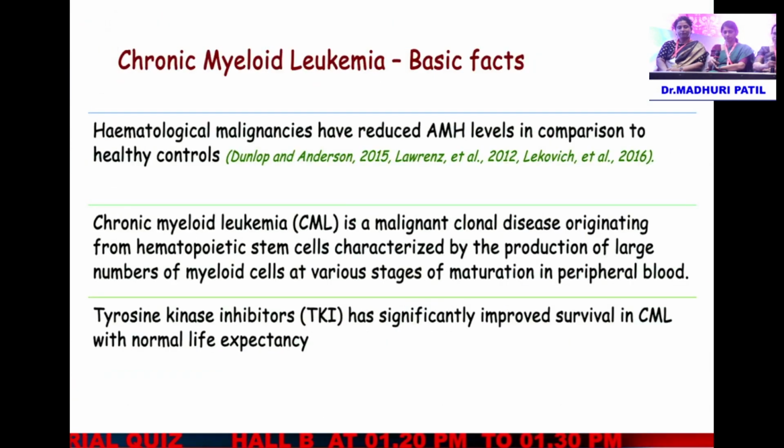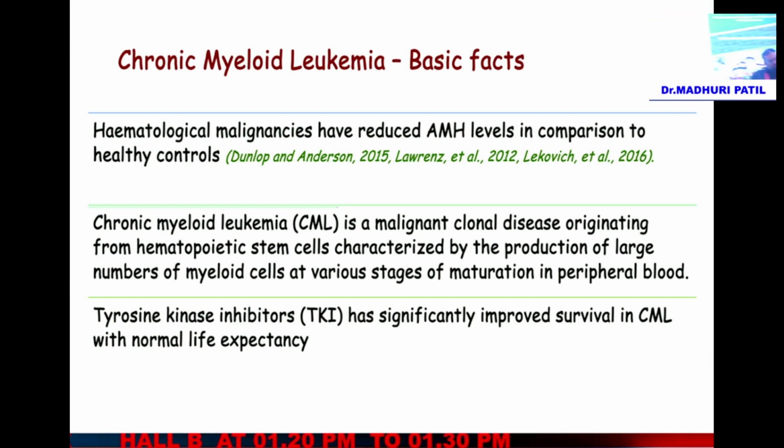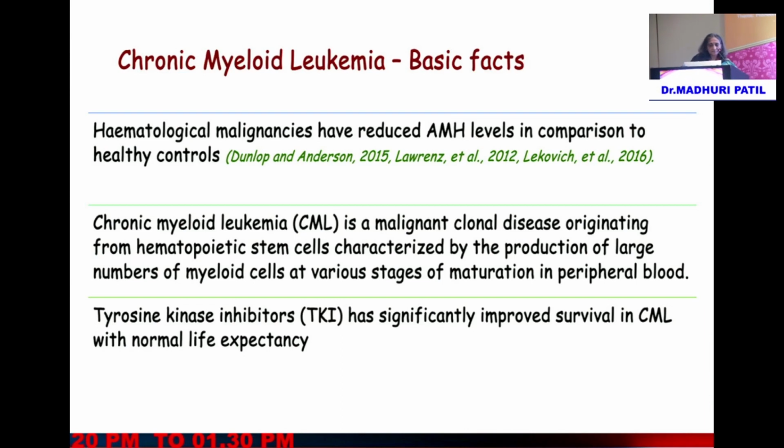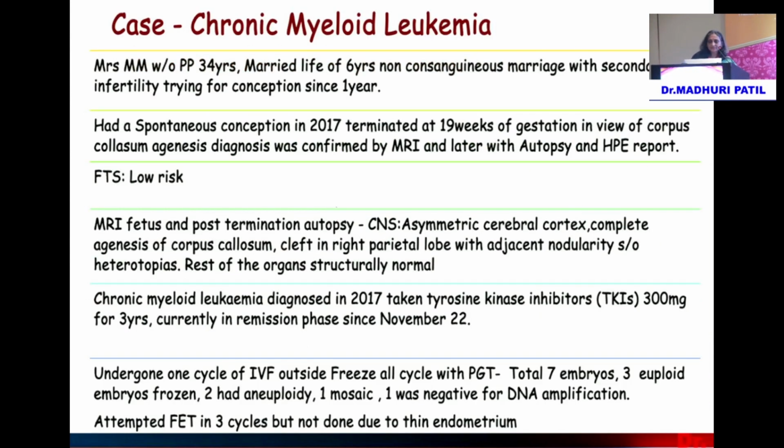So we'll just go to this third case. She's a case of chronic myeloid leukemia, and we know that it can reduce the AMH levels, and today what we use is the tyrosine kinase inhibitors in these patients.